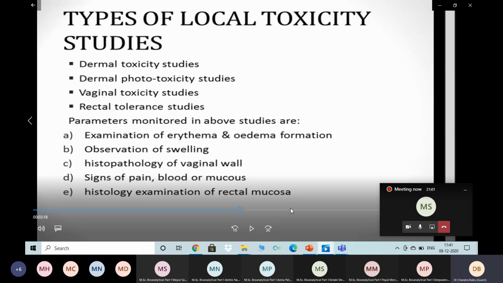Okay, so phototoxic effects are seen at the dermal layer.